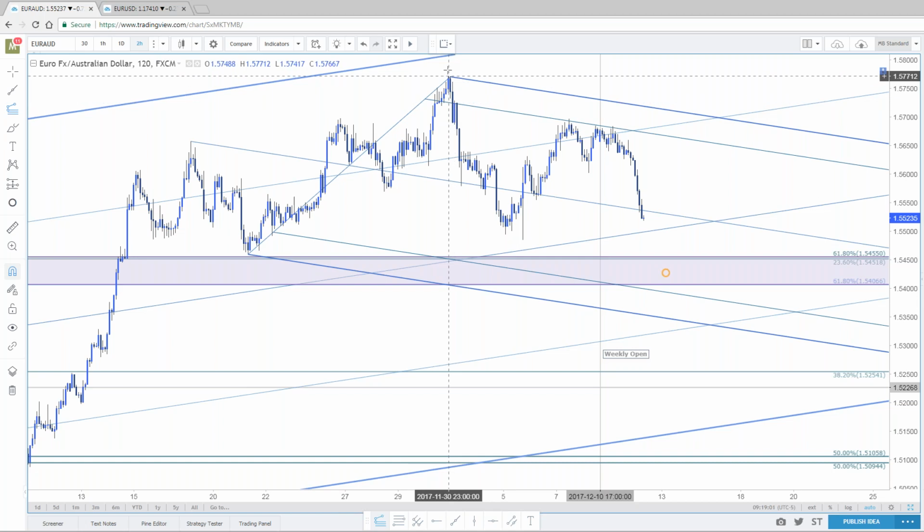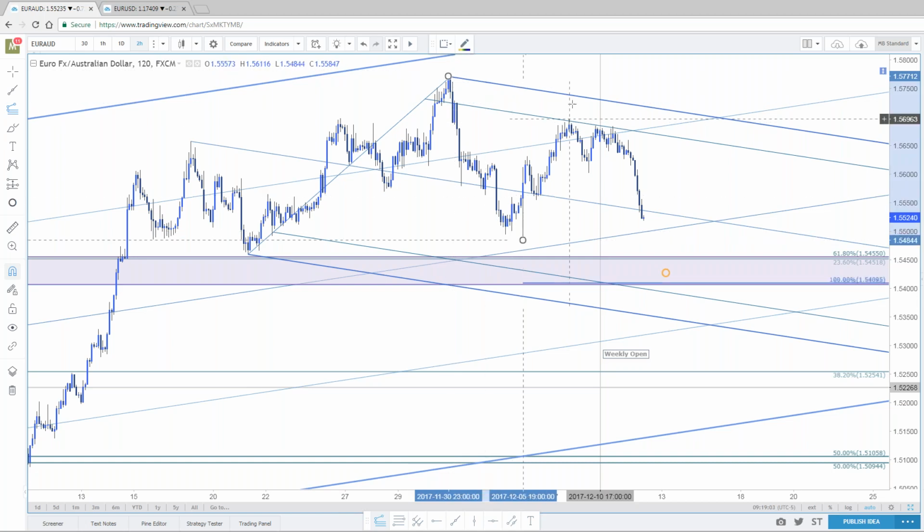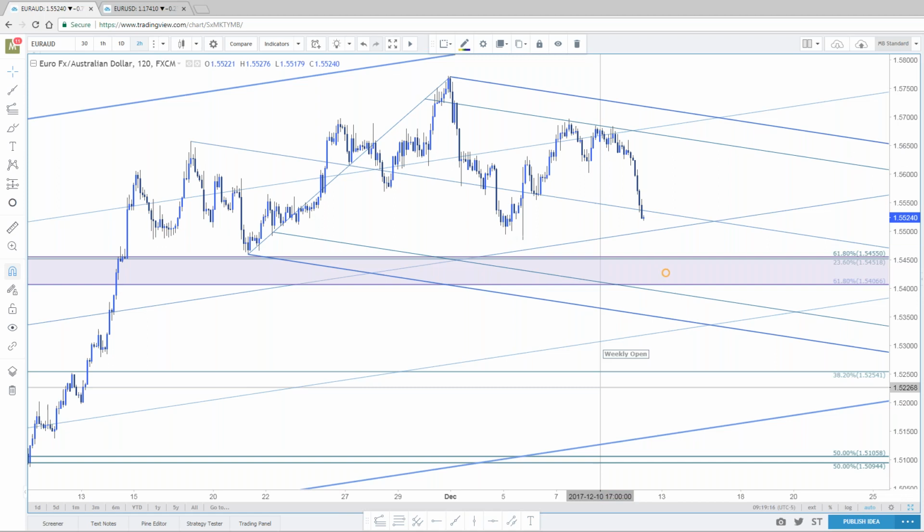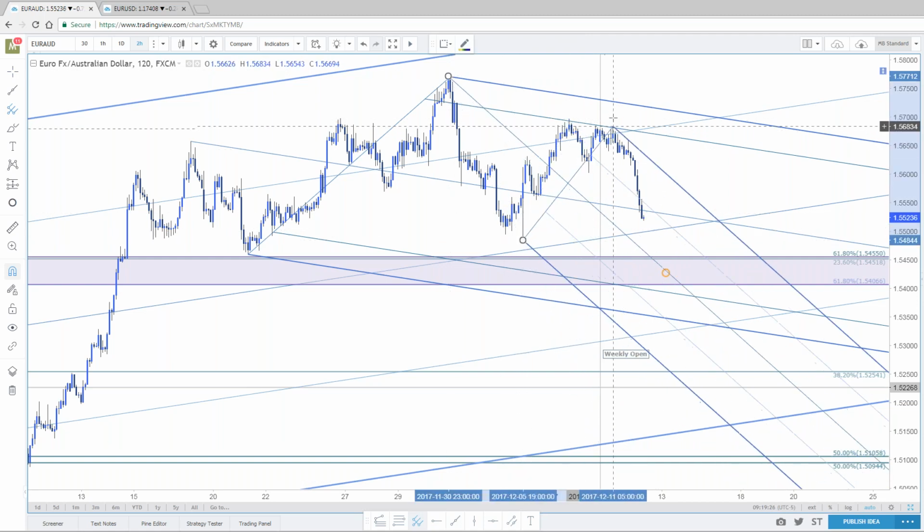Even an extension of the decline gives you the 100% right there. So even if this is just correctionary, you still see a move into 154. All right, so an interesting setup there that I haven't really been talking to you guys about per se in the webinars, but I thought it was worth bringing up today because of what we're seeing in the Aussie.